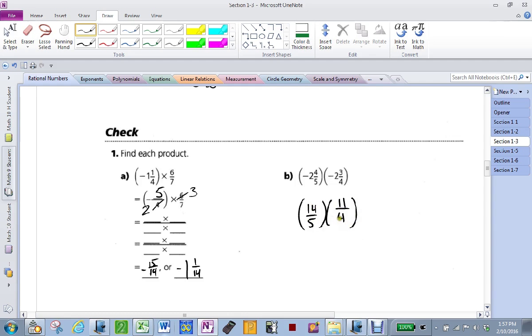Does 14 work with 5 or 4? Which one? 4 and 14. What goes into both of them, Liam? 4. And 4 goes into 14? Doesn't it? Doesn't 4 go into 14? Yeah, I thought. No. 4, 8, 12. Oh, so it's 2.